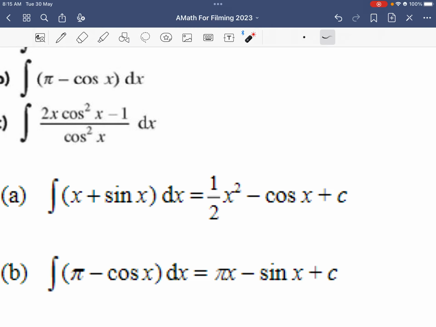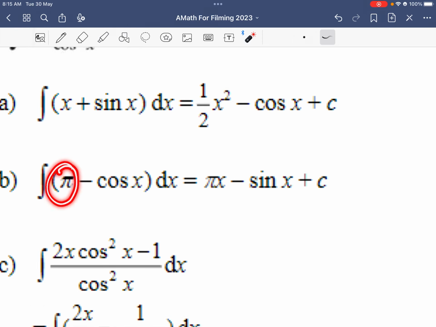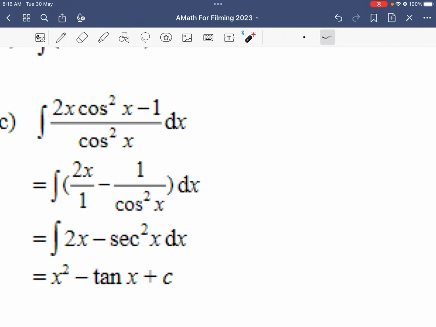For part A, if you remember your basic integration, if you integrate x, you have power plus 1 divided by the new power, hence you get half x squared here. Sine x integrated gives you negative cosine x. Don't forget your integration constant plus c. Now, pi is a constant, so when you integrate pi with respect to x, you get pi multiplied by x. Cosine x integrated is sine x. No change in the symbol here, so you still stick with negative of sine x. Once again, the integration constant plus c.